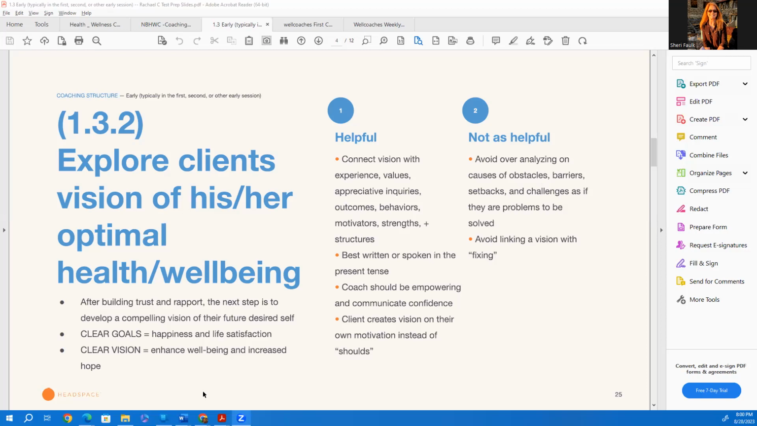The helpful things in here are always exactly what she stated: to connect your vision with experience, values, appreciative inquiries, outcomes, behaviors, motivations, motivators, strengths, and structures. And what you don't want to do is analyze or overanalyze obstacles, barriers, setbacks, challenges, if they're a problem to solve. Because right now, this is all about their vision and their optimal health and well-being. We keep that on the positive.